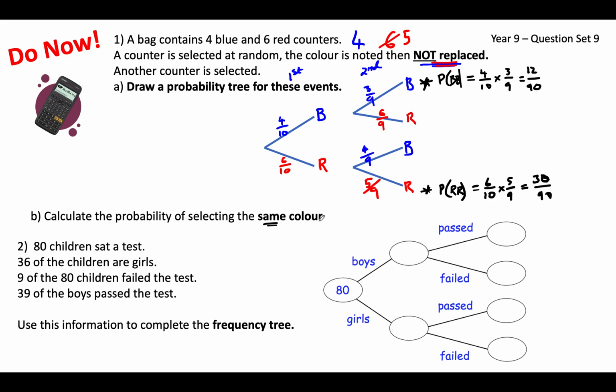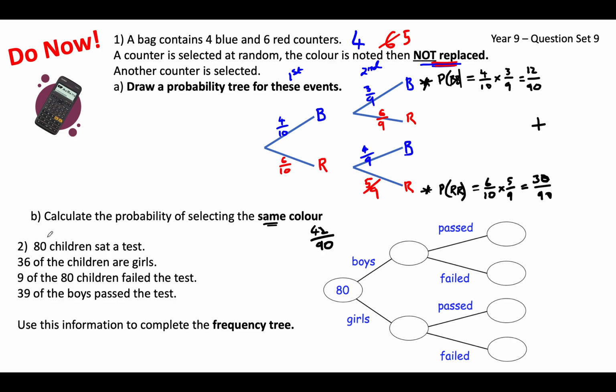Now the probability of the same colour, I need to get those two probabilities and add them together. So the probability will be 42 out of 90, because 12 90ths, 30 90ths makes a total of 42 90ths. Yeah, so when you're going along the branches, you multiply. If you need more than one probability together, like here, you add them together.